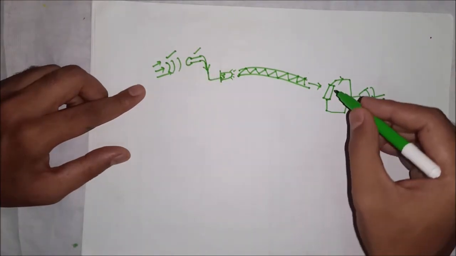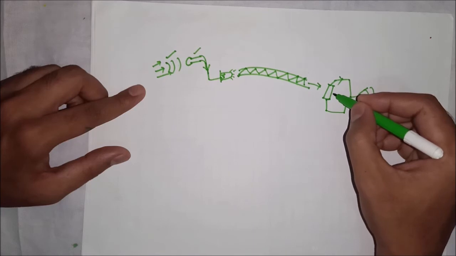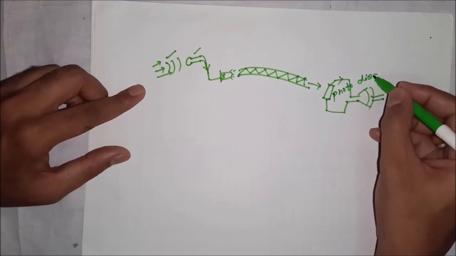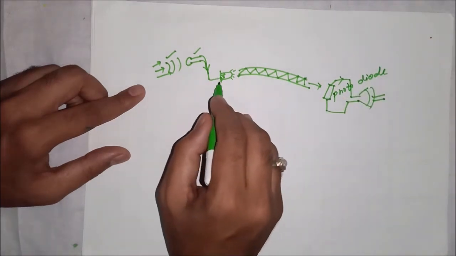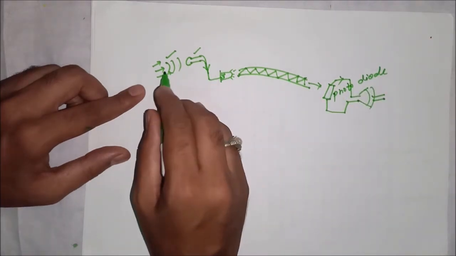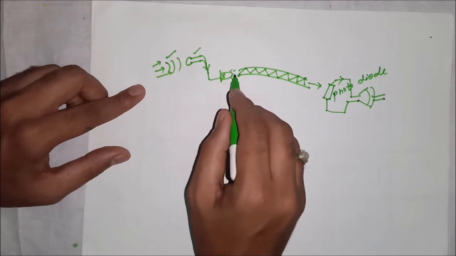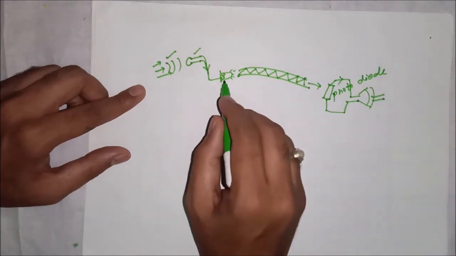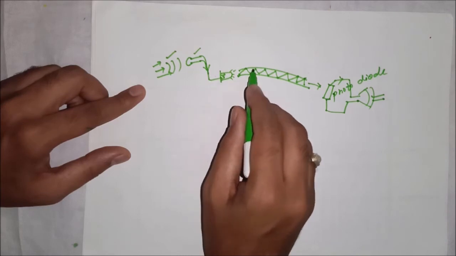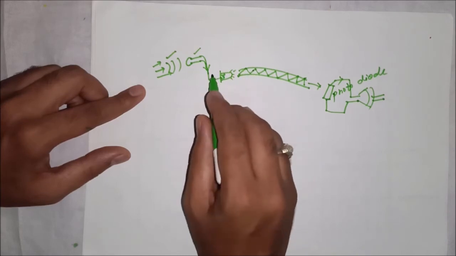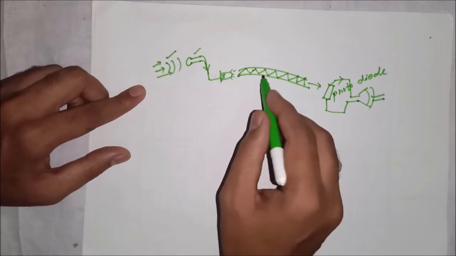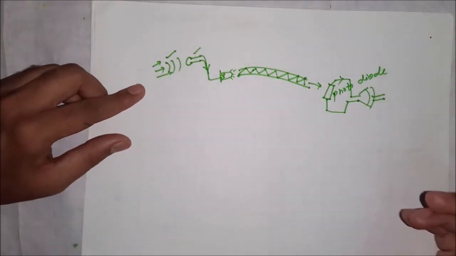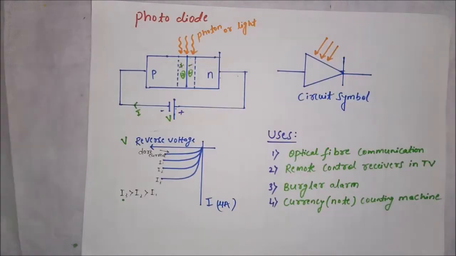Here we are using the photodiode. This is the photodiode, and here I am using an LED to convert sound energy into electrical energy, and electrical energy is converted into light energy. So electrical energy can be converted into light energy by using an LED. So this communication is called optical fiber communication.